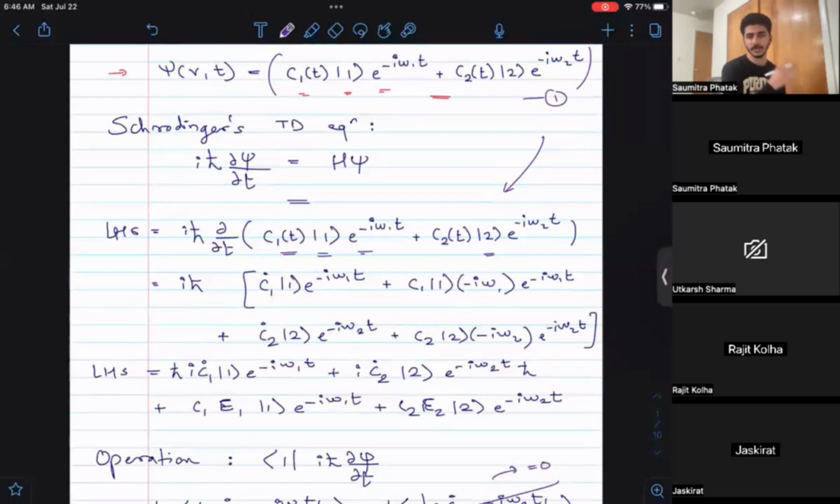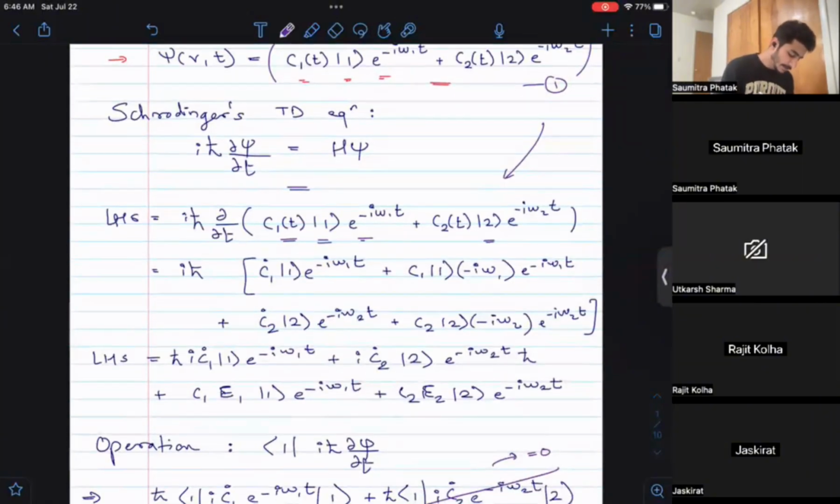So those are just constants for this derivation. So what you get is iħ C1 dot. C1 dot is basically just the time derivative of the first coefficient. C2 dot is similarly just the time derivative of the second coefficient, because the coefficients themselves are time dependent now, and we don't know the function of time. So we'll just keep it in this form.